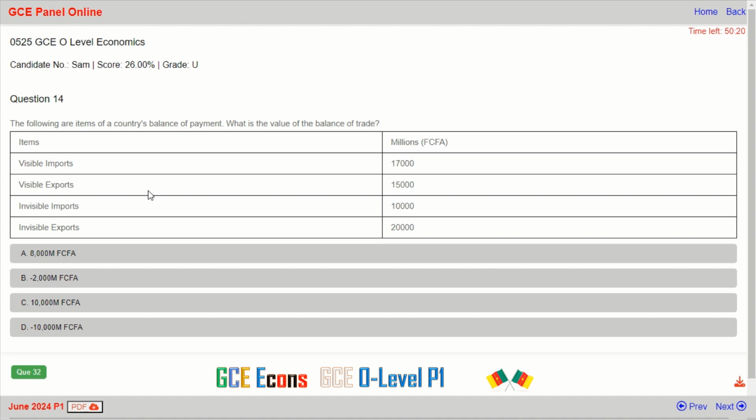The following are items of a country's balance of payments. What is the value of the balance of trade? So you already know your calculations on balance of trade and how they are done. Let's see what you're going to have here. From your calculations, I'm sure most of you are already seeing the answer directly, but let's see what you did to have the answer. Okay.